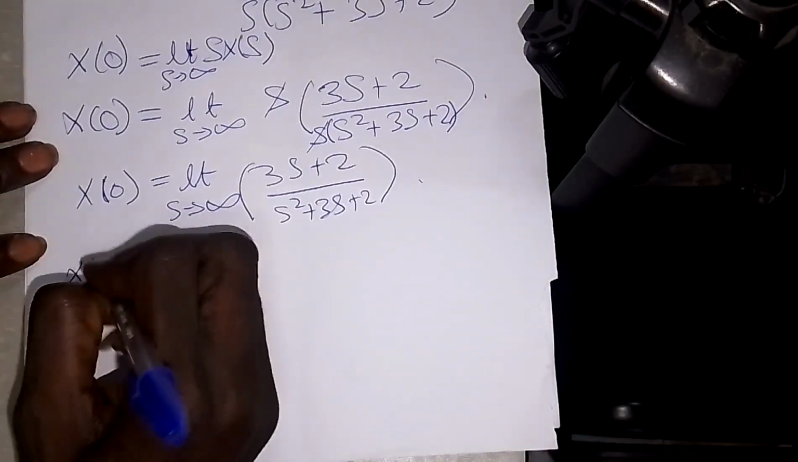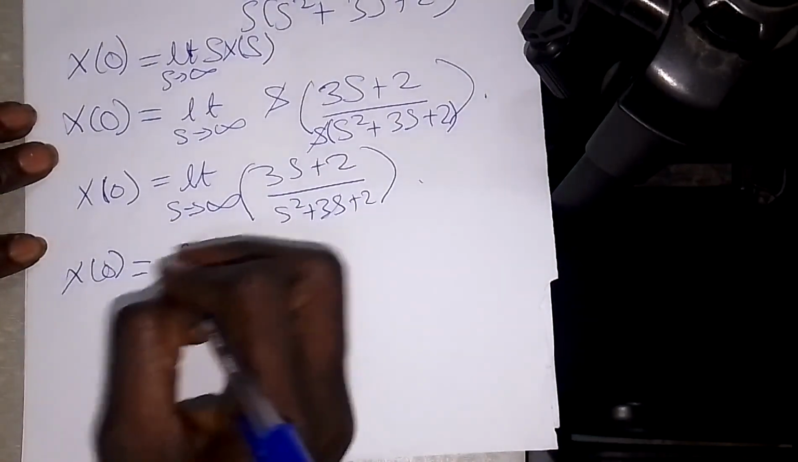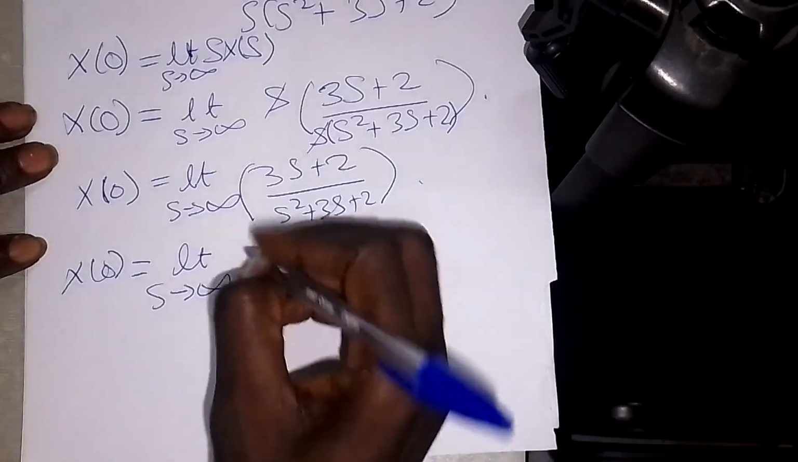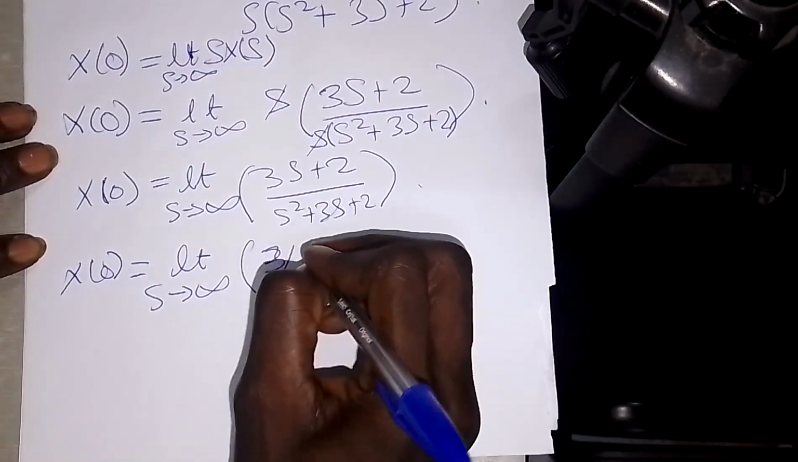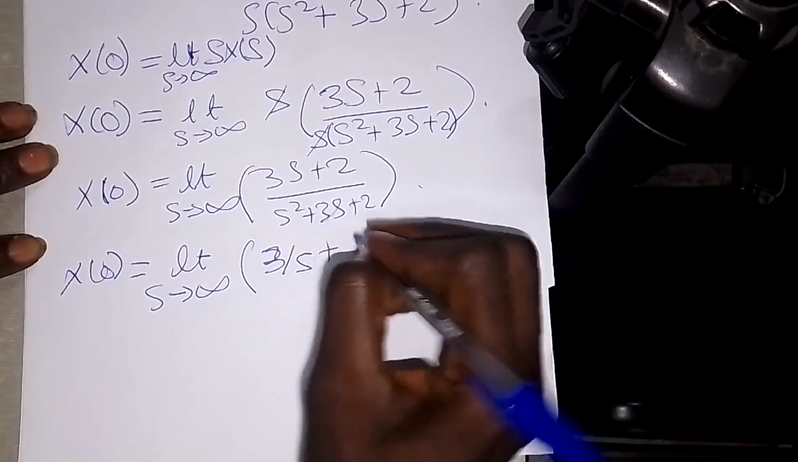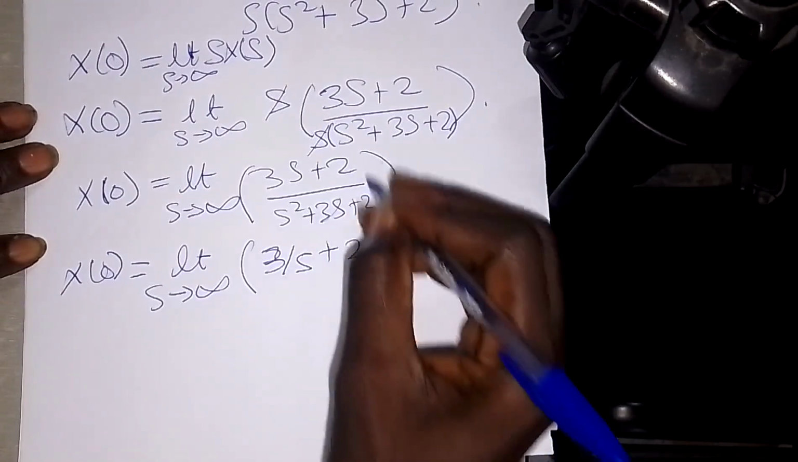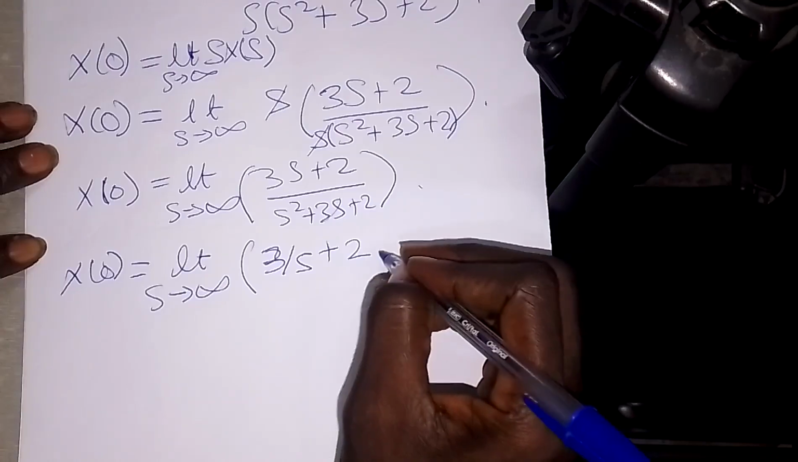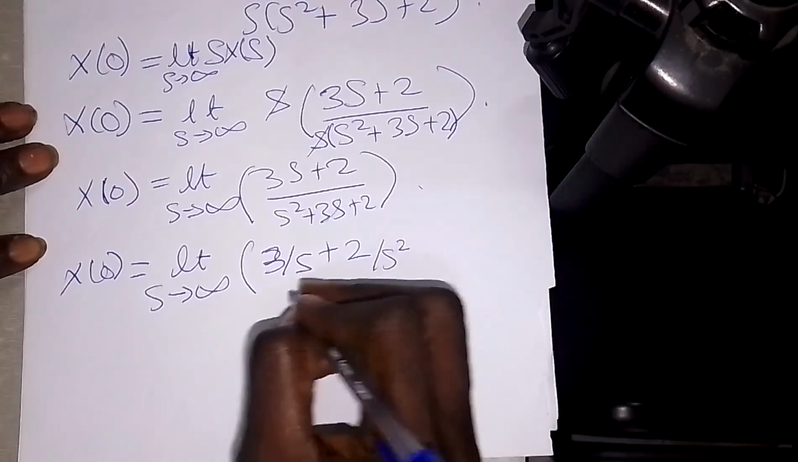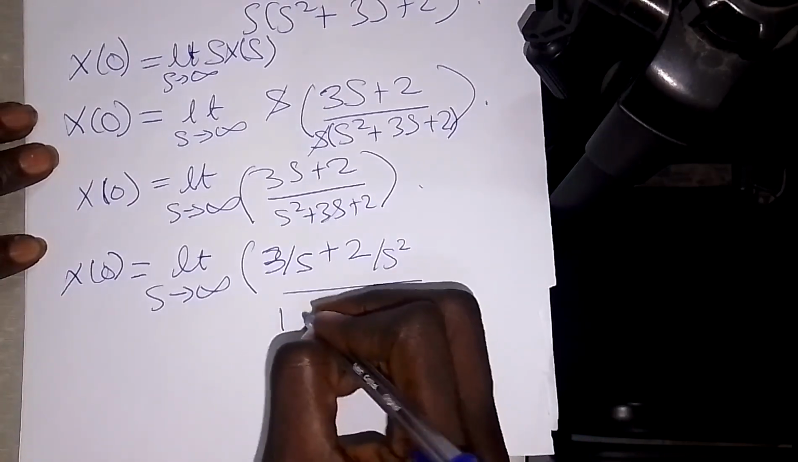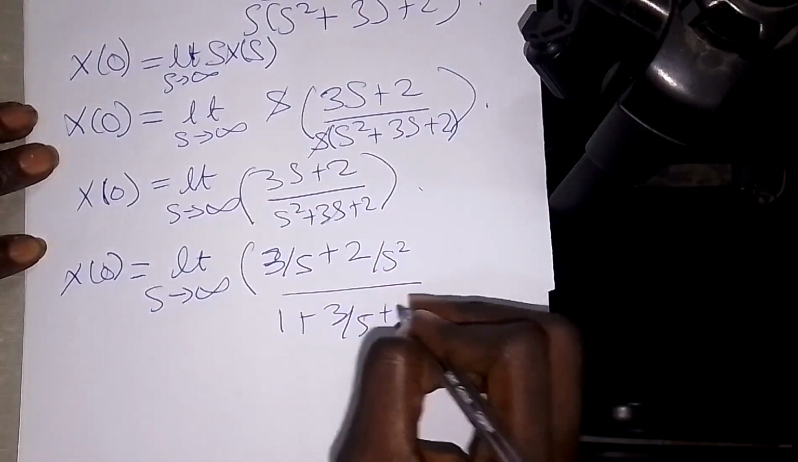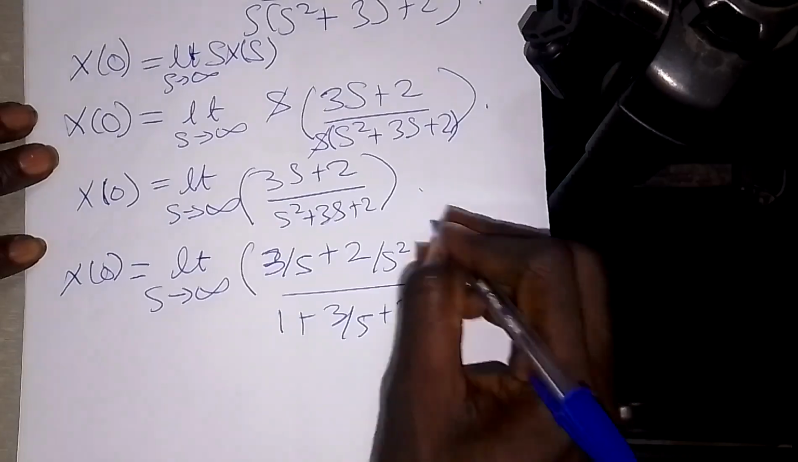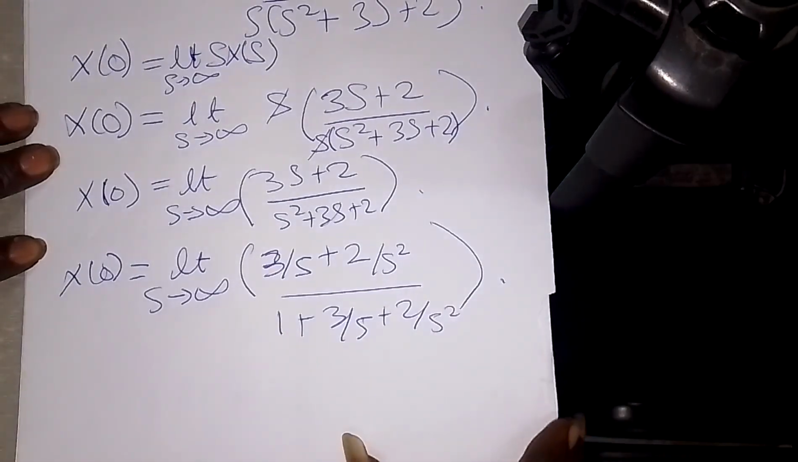If I divide through by s squared, I'm going to get the limit as s approaches infinity. Here it will be 3 on s plus 2 on s squared, all over 1 plus 3 on s plus 2 on s squared. This is what I'm actually going to get.